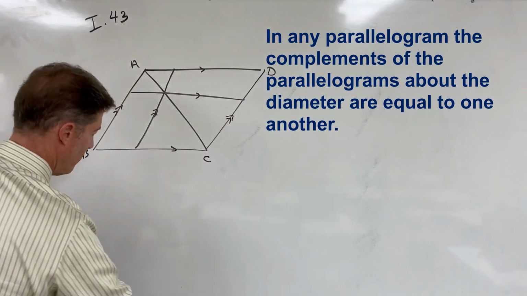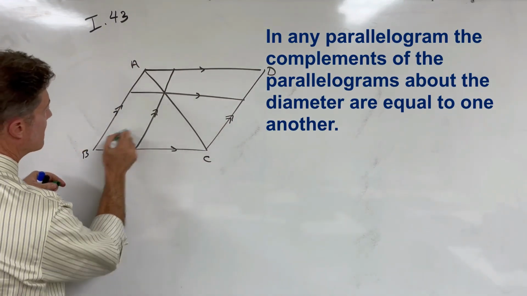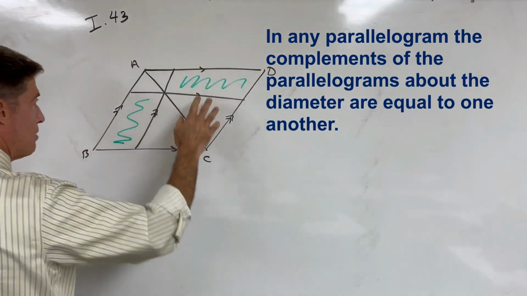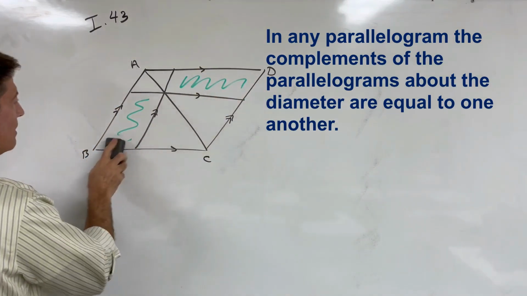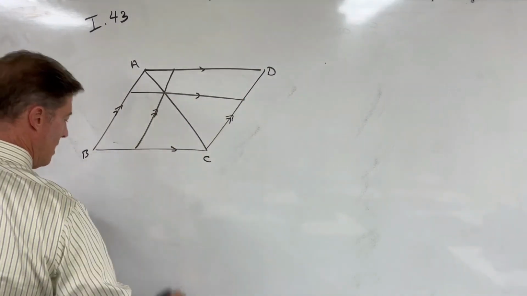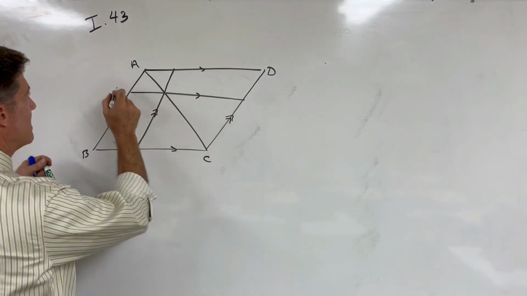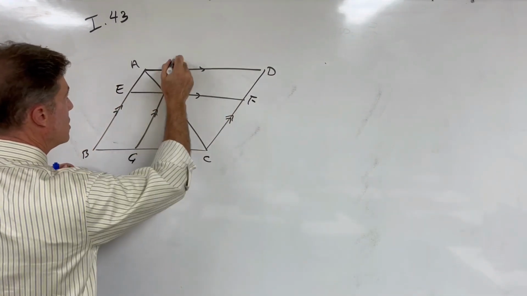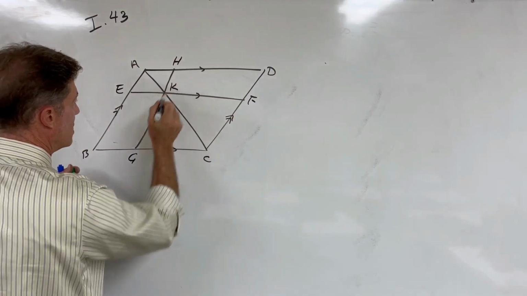And what we're going to prove is that this parallelogram and this parallelogram have equal areas. They may not look like the same shape, but they'll be the same size. So let's label this up here. Let's call this EF. Let's call this GH. Let's call this point of intersection K.